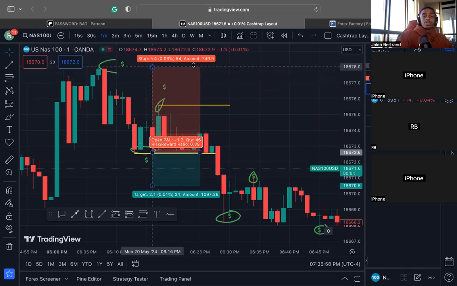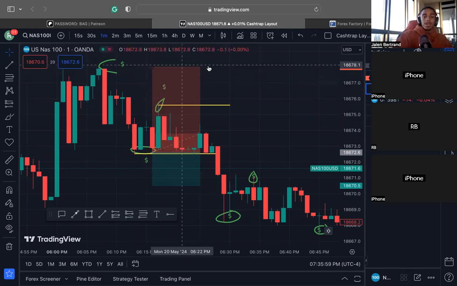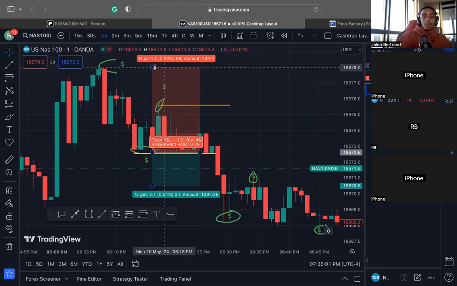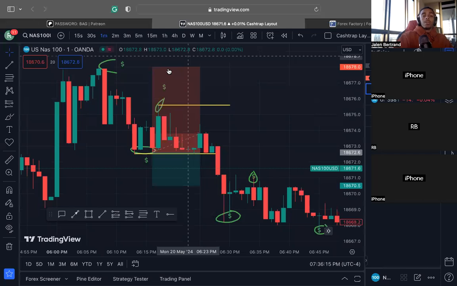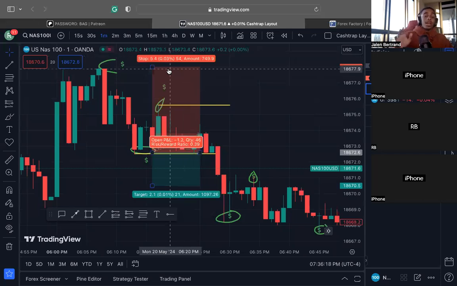Our stop loss is, boom, it's 5. That's what it says, 5.4. We're going to say 5 to make it easy. We're going to risk $5. That means if price decides to go all the way up here and continue to go up, we have lost our $5 and we're out of the trade. We're not losing more than $5. We're just losing that $5.